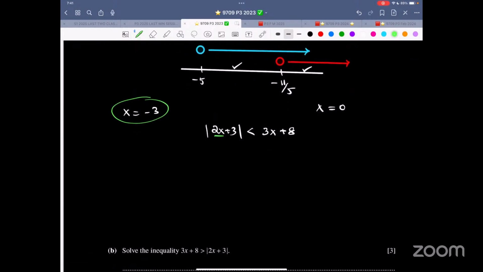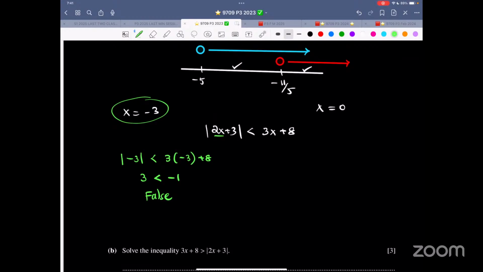2 into negative 3, negative 6 plus 3, that is negative 3 modulus. Is it lesser than 3 into minus 3 plus 8? So negative 9 plus 8 is negative 1. And this is positive 3. This is false. This is not true.